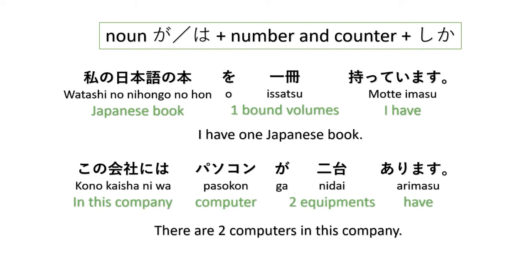Now what happens when we remove shika? Okay? When we remove shika, the verbs become present form. Because shika is not anymore present in the sentence. So here we have Watashi no Nihongo no hon no issatsu motte imasu. I have one Japanese book. Okay? Simple sentence without shika. It is in the affirmative form. この会社にはパソコンが2台あります. So instead of arimasen, we use arimasu because again, shika is not present. There are 2 computers in this company.